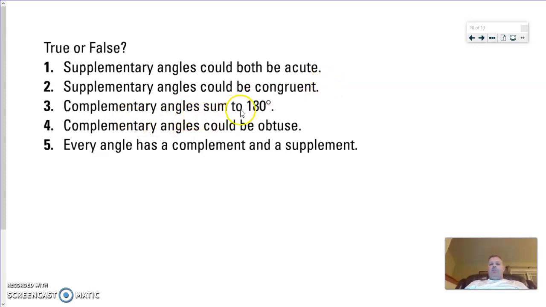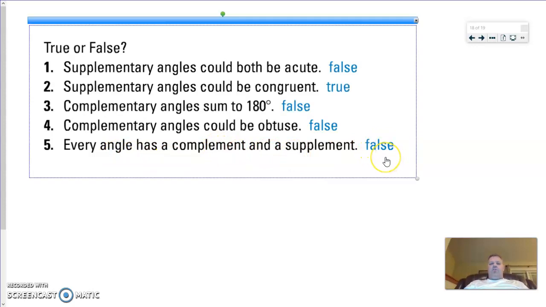Complementary angles sum to 180. That is false. They add up to 90. Complementary angles could be obtuse is also false because complementary means it's less than 90. Every angle has a complement and a supplement. That is also false. If I have a 14-degree angle, it will not have a complement and a supplement. We'll talk more about that on Thursday when I am back.